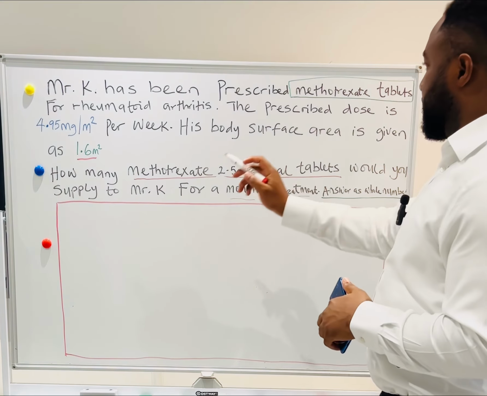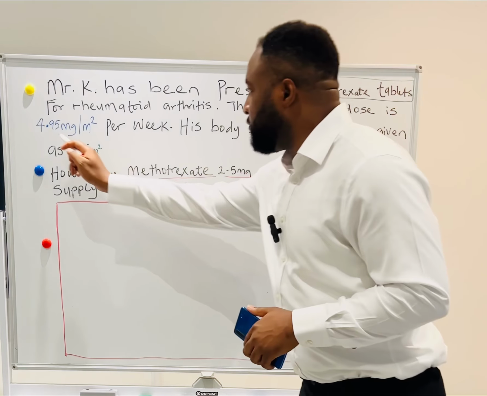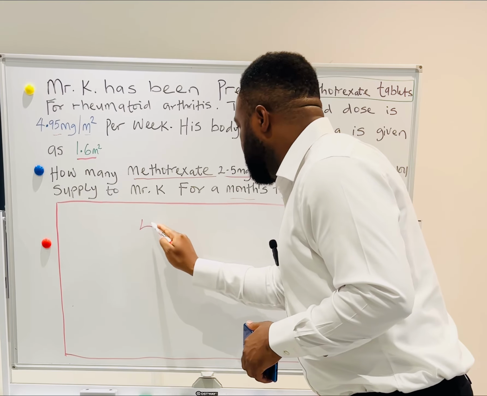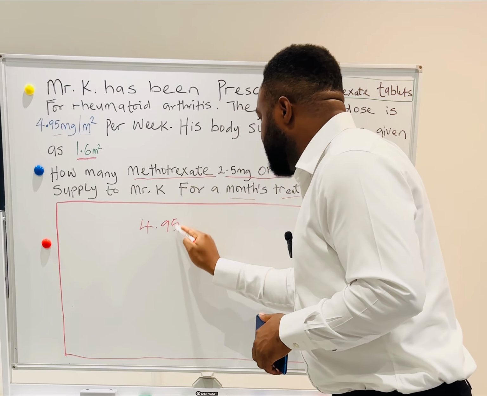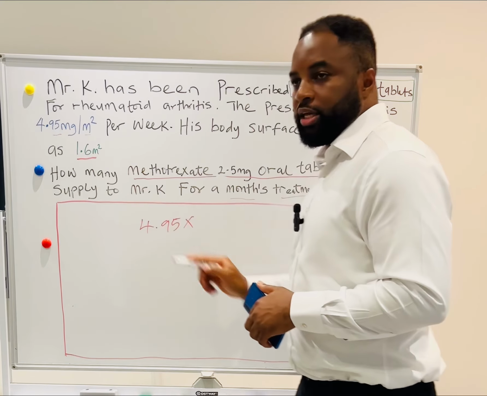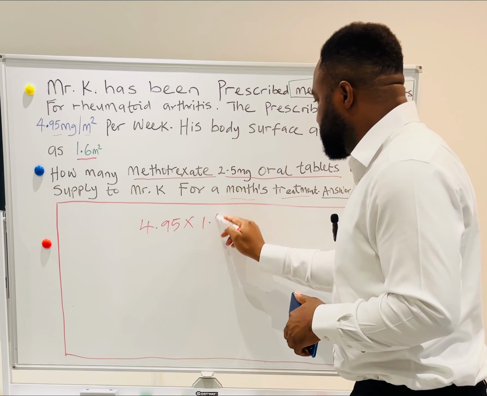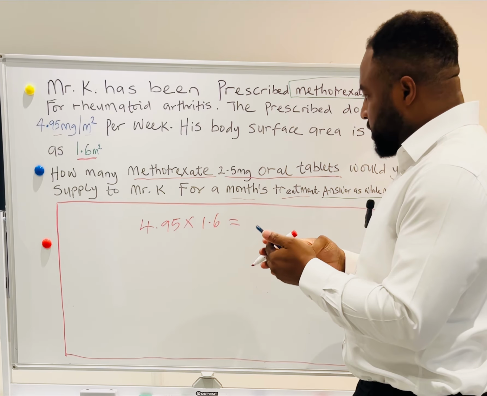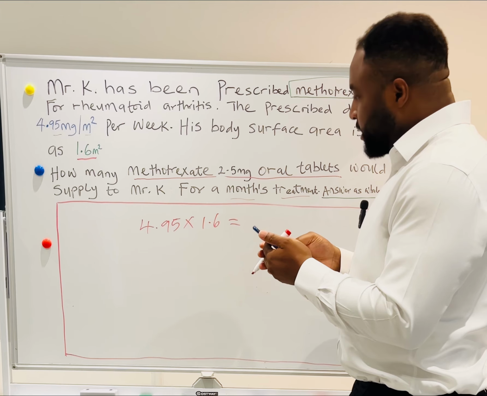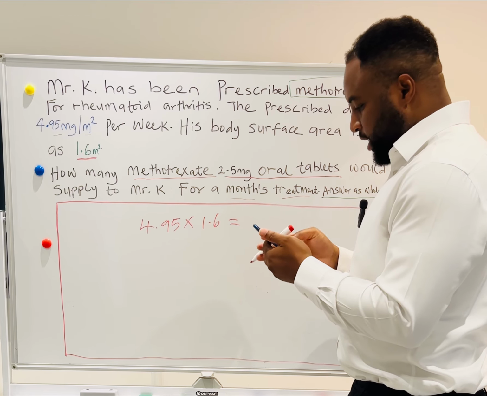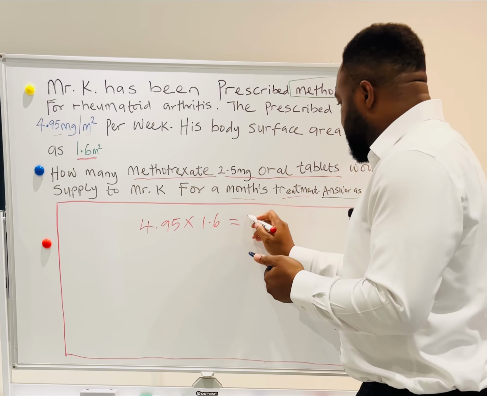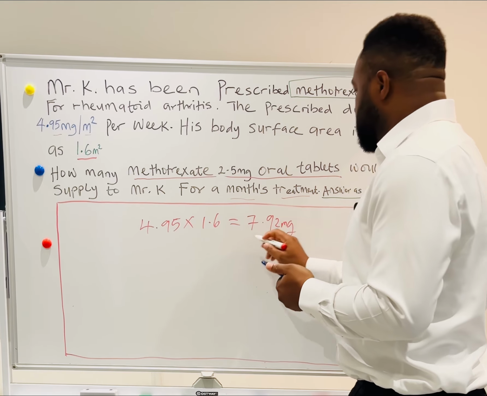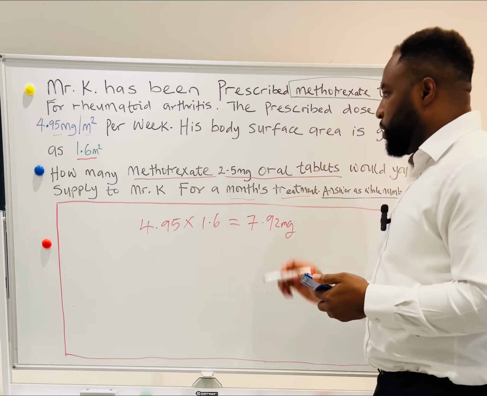Guys, we have Mr. K. He needs a dose of 4.95 milligram per meter squared. And so I'm going to do 4.95 times his BSA, which is provided as 1.6. So that's the first step. So we'll multiply, get your calculator, multiply 4.95 times 1.6. So once you do that, you get 7.92 milligram. Okay, so this is the amount he needs per week.